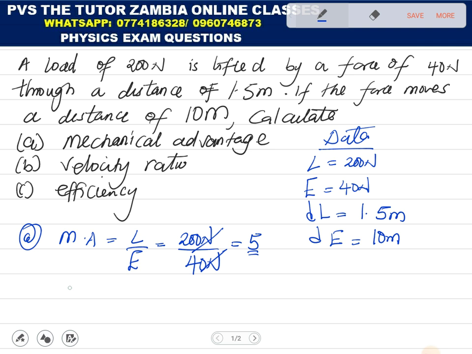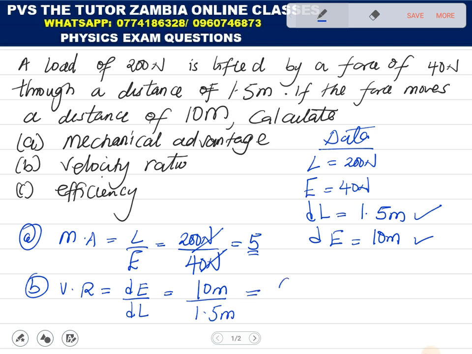All right, now let's find our velocity ratio. We are saying velocity ratio is just the ratio of the distance moved by the effort to the distance moved by the load. Distance moved by the effort is 10 meters, by the load is 1.5. And we end up having 6.67. I'll just round it off to 2 decimal places because it's continuous, like 6.6666 if you punch it on the calculator. Even this one, let's just leave it as 5.00.